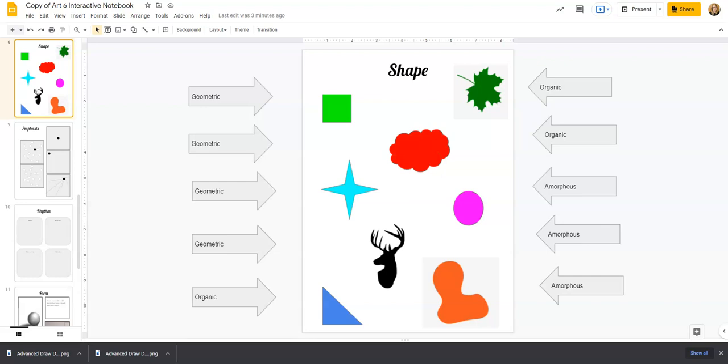All right, in this video, we are going to talk about shape and we're going to talk about emphasis. To start with, we have a whole bunch of these shapes here, and we have these arrows that will tell me what type they are. So we have geometric, we have organic, we have amorphous.